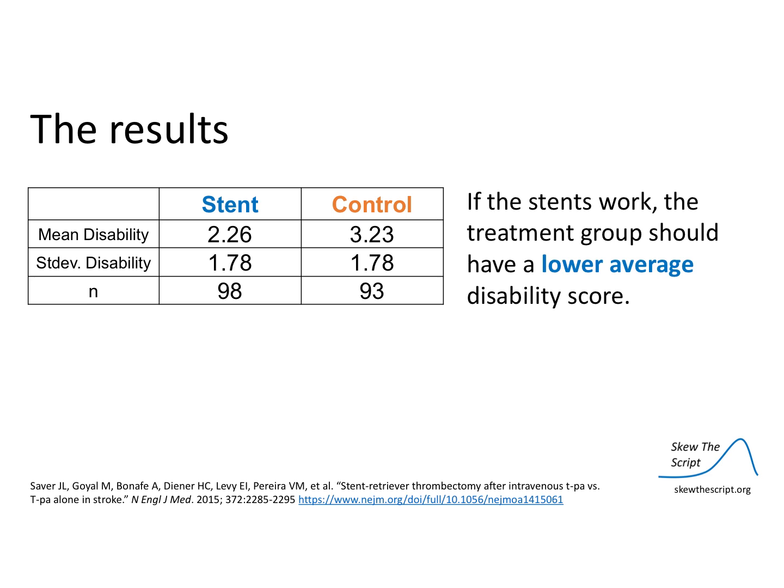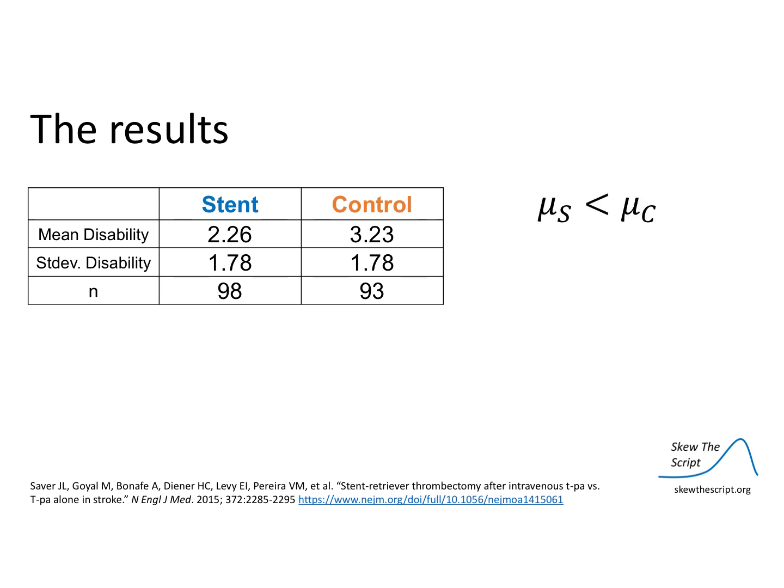So here are our results. You'll see that we have the results for the stent, the results for the control group. Each has a mean disability, each has a standard deviation, and both of them include our sample size. If the stent works, the treatment group should have a lower average disability score. That should mean that mu of S is less than mu of C. Now we do not know the mean of the population, however, we can see the mean of the sample, and that is given by X bar of S is less than X bar of C.